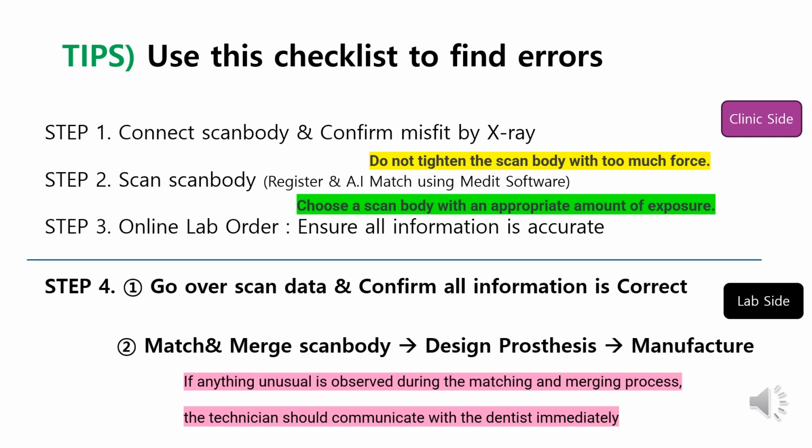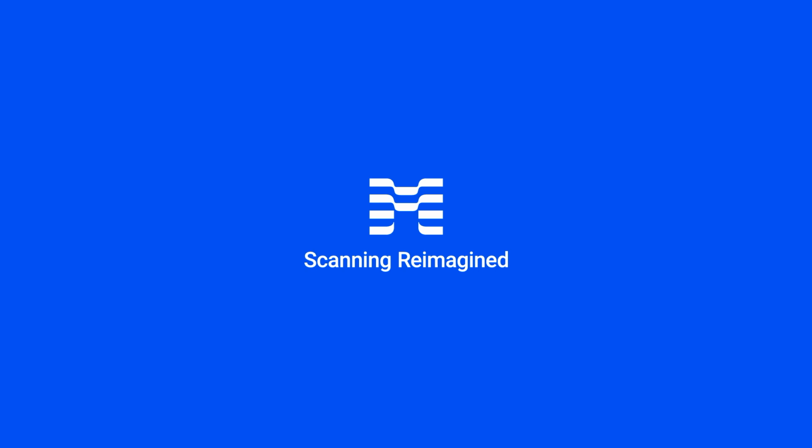If you stick this on your desk and use it as a checklist, you will be able to get a much more accurate implant prosthesis consistently. Good luck to your dental team. This is the answer to question number 1.